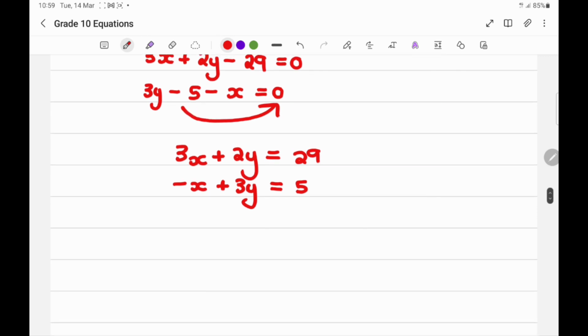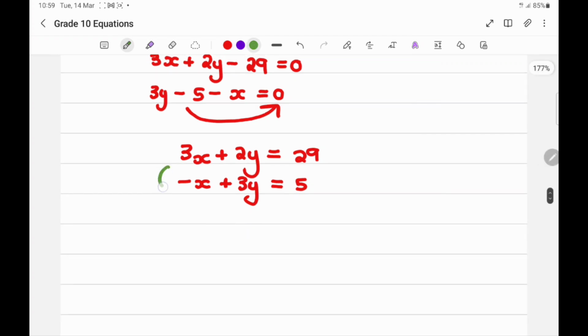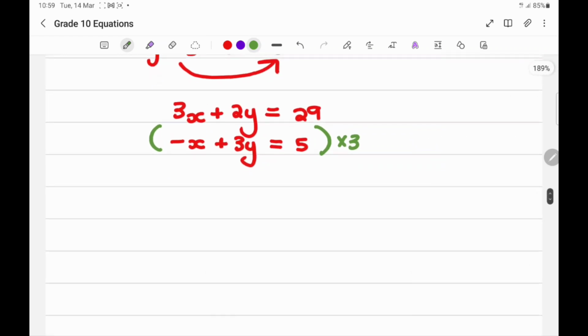Okay, are any of them the same? No, I'm going to manipulate the bottom one, timesing it by 3, and then afterwards I will check whether I need to add or subtract. So the top one stays the same, and then the bottom one will become negative 3x plus 9y is equal to 15.